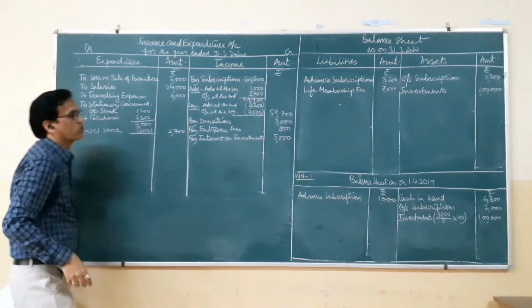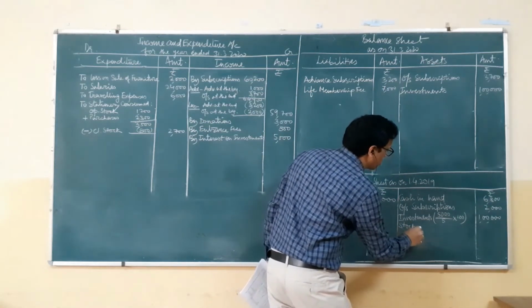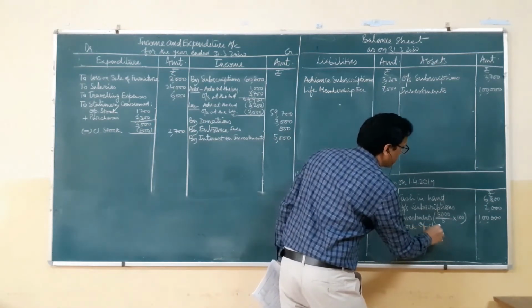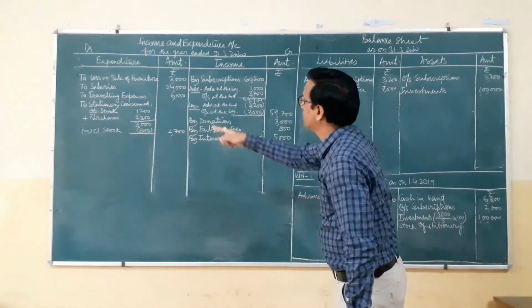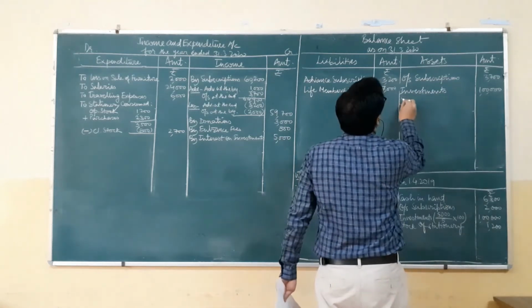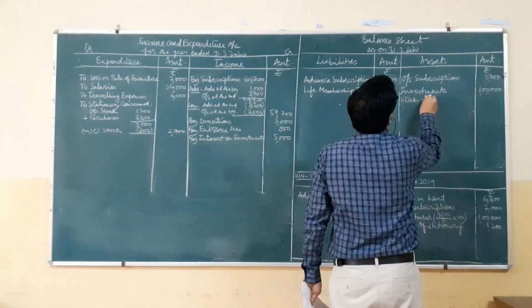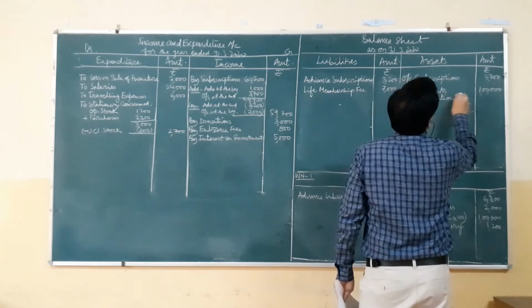Now these two stocks will appear in the balance sheets also. In the opening balance sheet, the opening stock, stock of stationery right here, opening stock is 1,200, and closing stock will appear in the closing balance sheet. Stock of stationery 800.